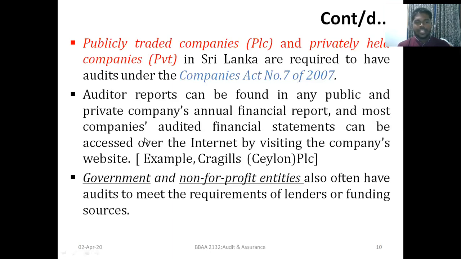Next, the point says government and not-for-profit entities or firms also often have an audit to meet the requirements of lenders or funding sources. This is another interesting one. As per the Company Act, an audit is compulsory for public and private companies. You understand? Yes. So why do other types of organization also want to do the audit? I mean the grocery shops, charities, non-for-profit organizations or sports clubs. Those kinds of organizations also want to do the audit.